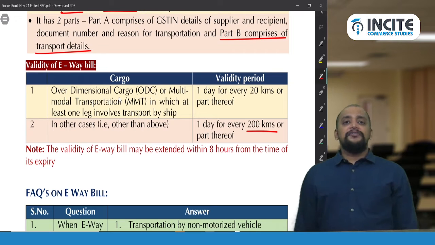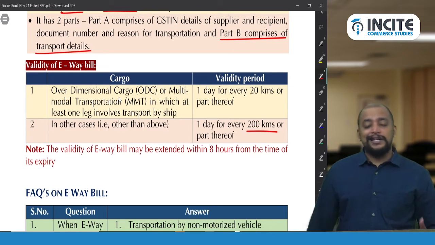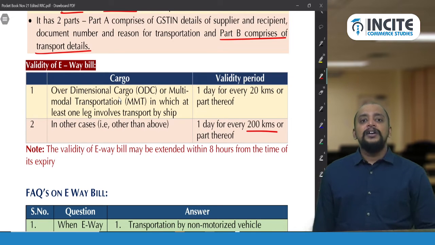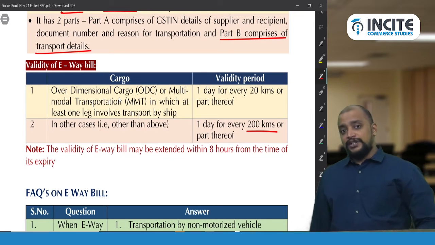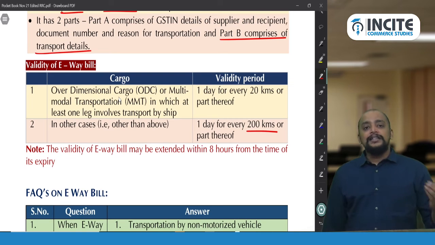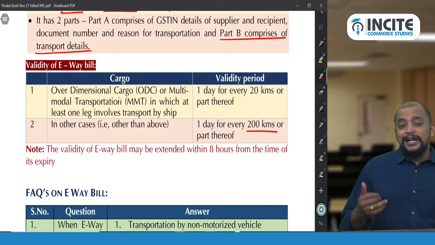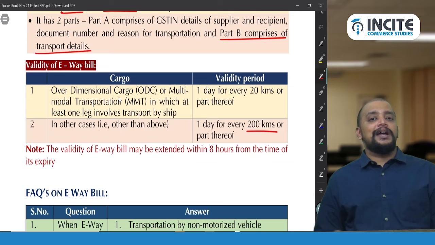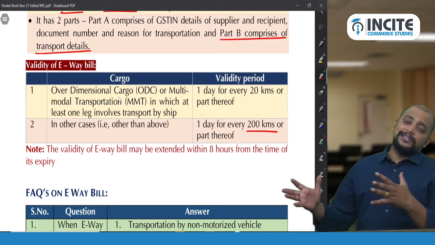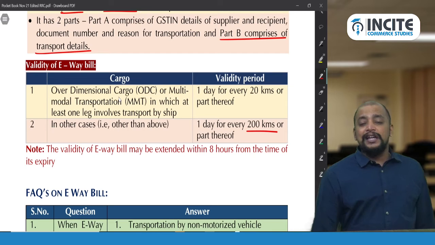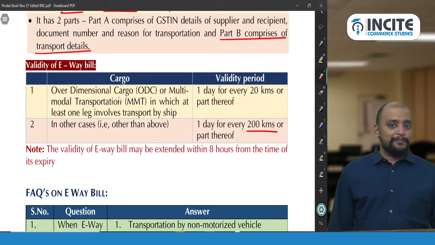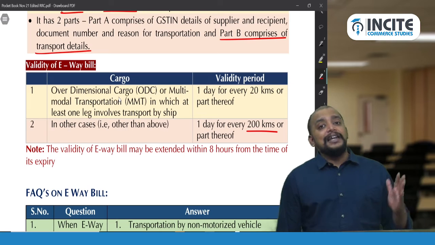Say for example, up to some distance it is by roadways, thereafter by railways, thereafter by waterways and again by roadways, like that. So there are multiple modes of transportation in which at least one leg of the journey involves transportation of goods by waterways. Then the validity of the EWay bill is 1 day for every 20 kilometers or part thereof. If it is an over-dimensional cargo, that is, the tail of that cargo is so long, then it is called over-dimensional cargo. Then also it is 1 day for every 20 kilometers or part thereof. And this is the validity of the EWay bill.